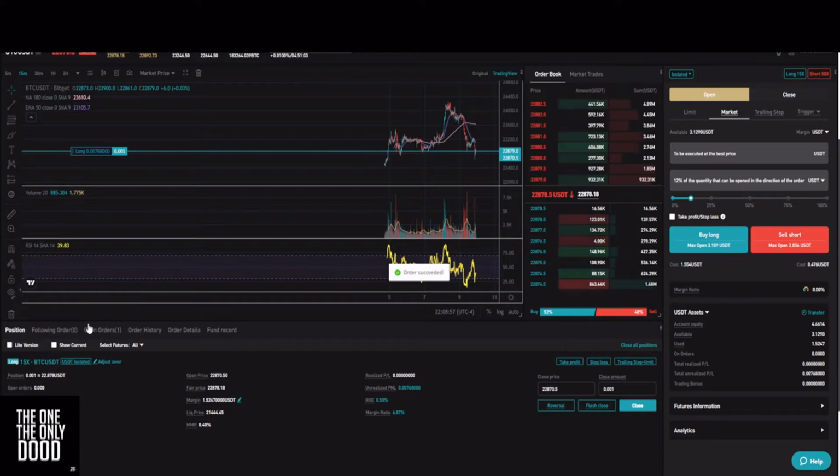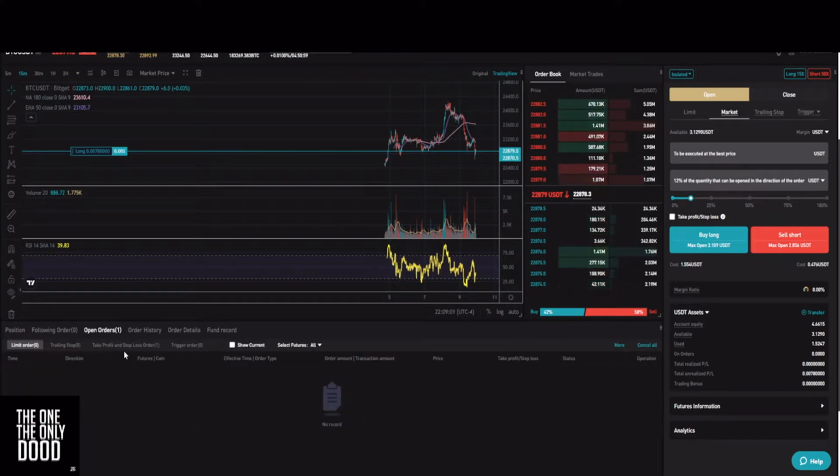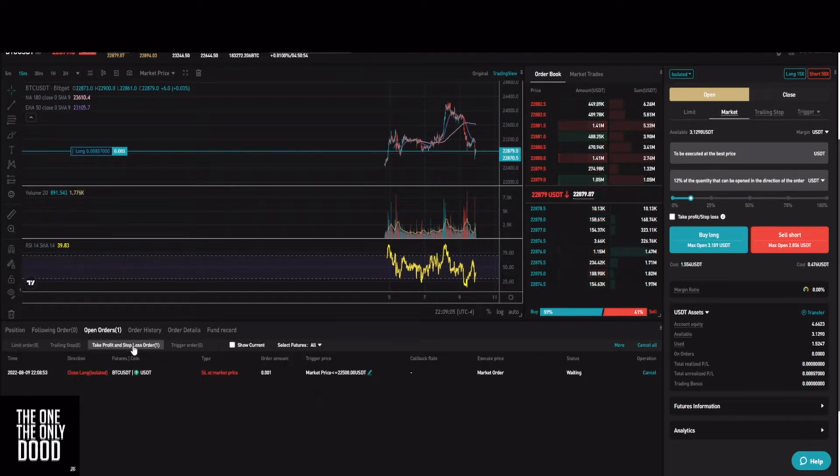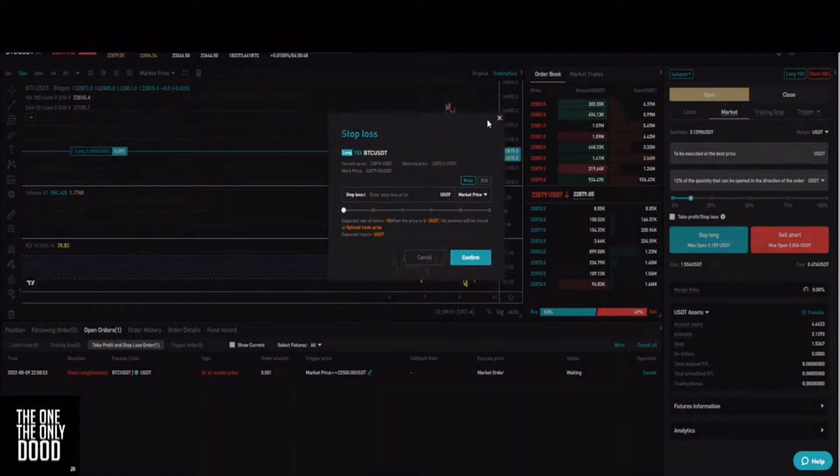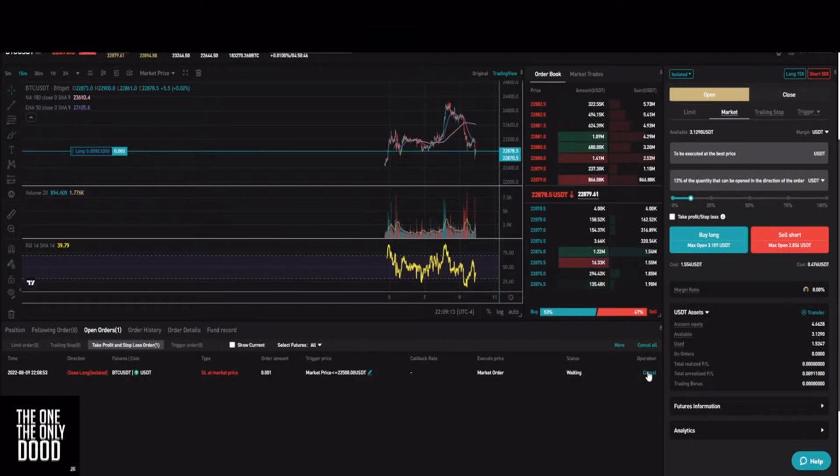And then it will show your open orders, your working orders right over here. You'll click on that. Then after you'll click on take profit and stop loss order. It'll be right here. You'll click on that, and then after that you can edit it, or you can just cancel it over here.